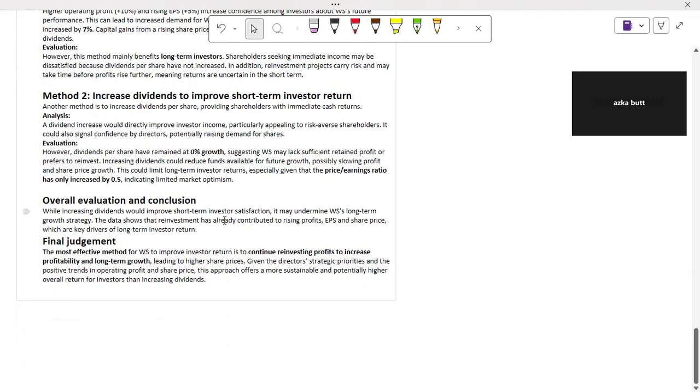So data shows that reinvestment has already contributed to the rising profits, EPS and share price, which are key drivers of the long-term investor return. So the final judgment is that the most effective method for WS to improve investor return is to continue reinvesting profits to increase profitability and long-term growth. That is the one thing. That's the most important thing. So it will lead to higher share prices given the directors' strategic priorities and positive trends in the operating profit and share price. And this approach offers a more sustainable and potentially higher overall return for investors than increasing dividends.